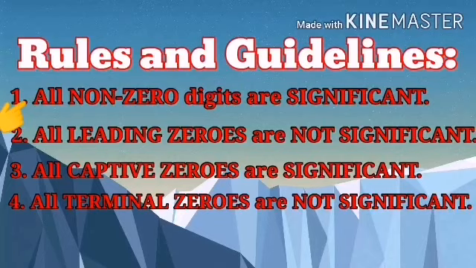First rule, all non-zero digits are significant. Second, all leading zeros are not significant. Third, all captive zeros are significant. And 4, all terminal zeros are not significant. Isa-isahin natin ang mga rules at magbibigay ako ng mga halimbawa para mas lalo ninyong maintindihan kung ano ang ibig sabihin nito. Ready? Okay, simulan natin sa rule number 1.